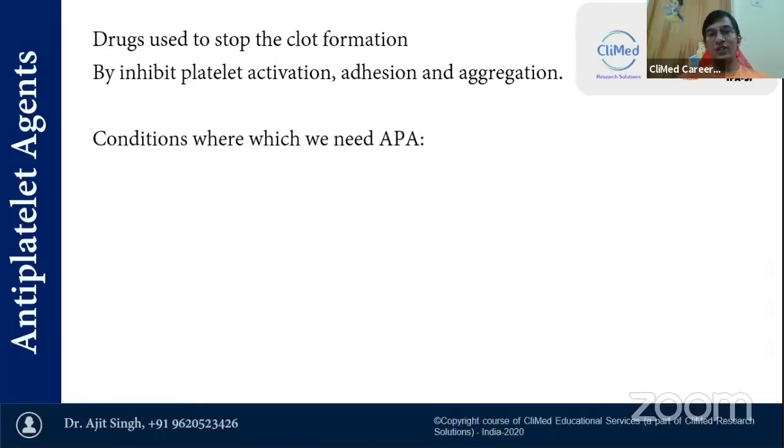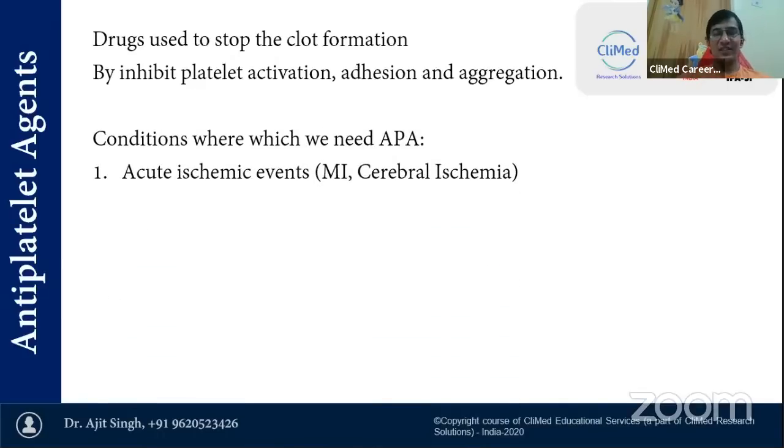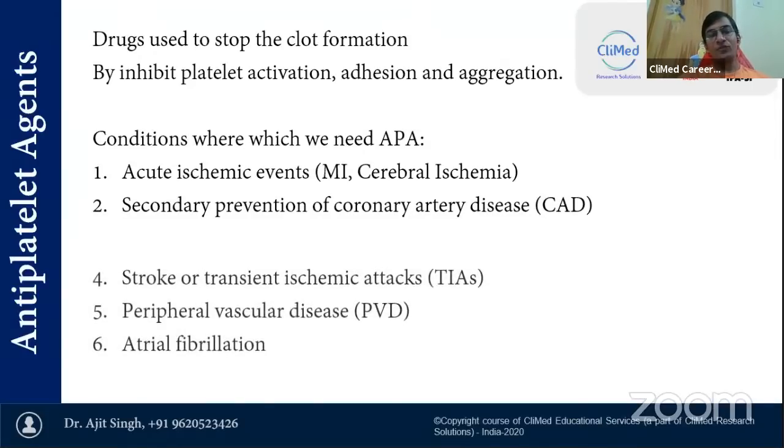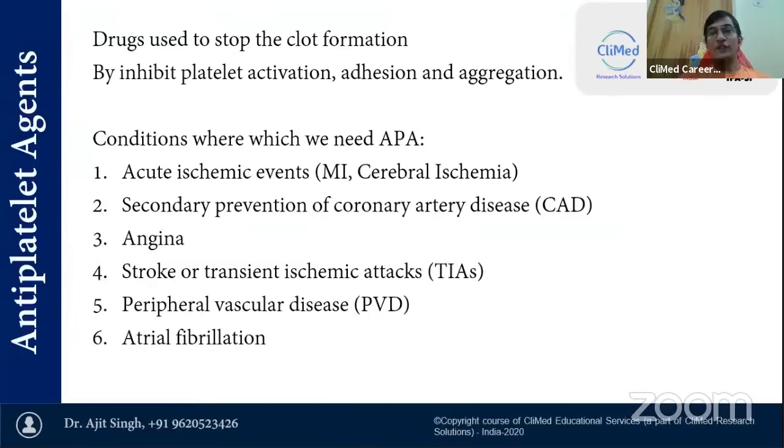So what are the conditions, or what are the indications where we need APAs, antiplatelet agents? It might be acute ischemic events, maybe myocardial infarction or cerebral ischemia, or we give them as a secondary prevention of coronary artery disease, where PTCA or stenting is already done, right? In that case also we need antiplatelet agents as secondary prevention. Then in case of angina, when there is no obvious myocardial infarction but there are some ECG changes which can lead to MI or to ischemic events in future, in that case also we give antiplatelet drugs to prevent the future events.